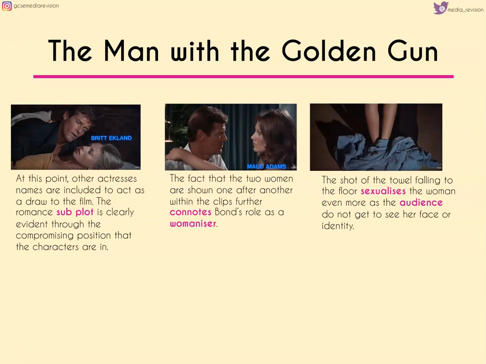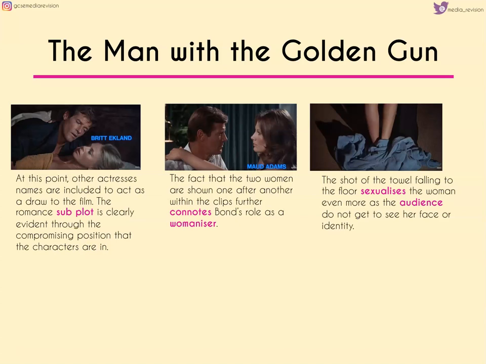Now at this point, other actresses' names are included to act as a draw towards the film, and we do see that romance subplot very clearly through the compromising position that Bond and the lady are positioned in. But it's interesting that we have one actress followed by another, which again suggests that Bond is a womanizer and that this is something that was okay in the 1970s.